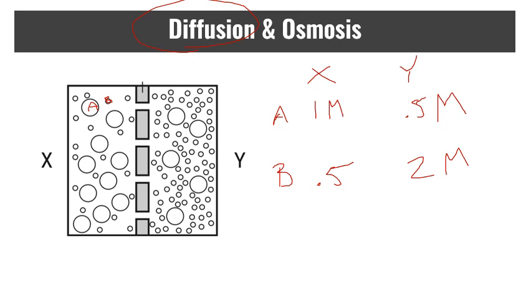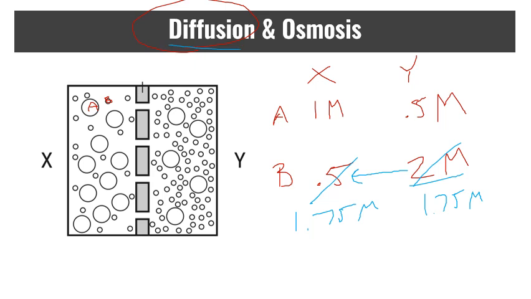So diffusion, well, A cannot diffuse. A can't get through, but B can. So B is going to go from Y to X because there's more on this side. It will diffuse. Well, I have 2 and I've got 0.5, so that means that I've got 1.5. So that means after diffusion, I'm going to have 1.75 molar on each side of B, because diffusion balances whatever can balance.